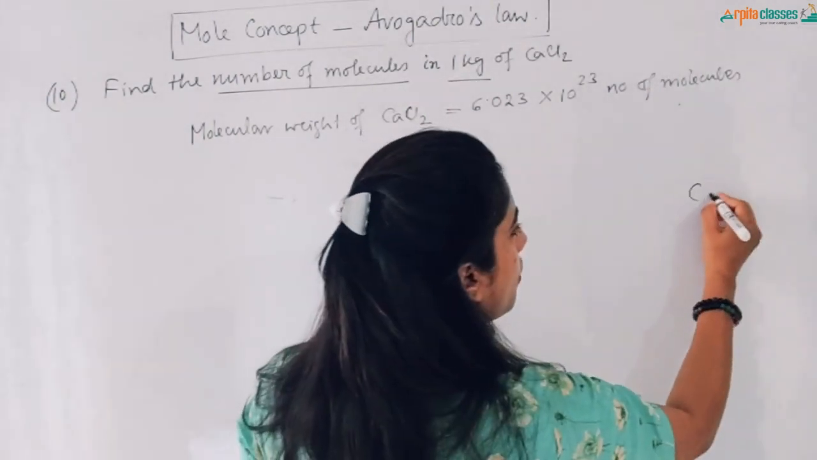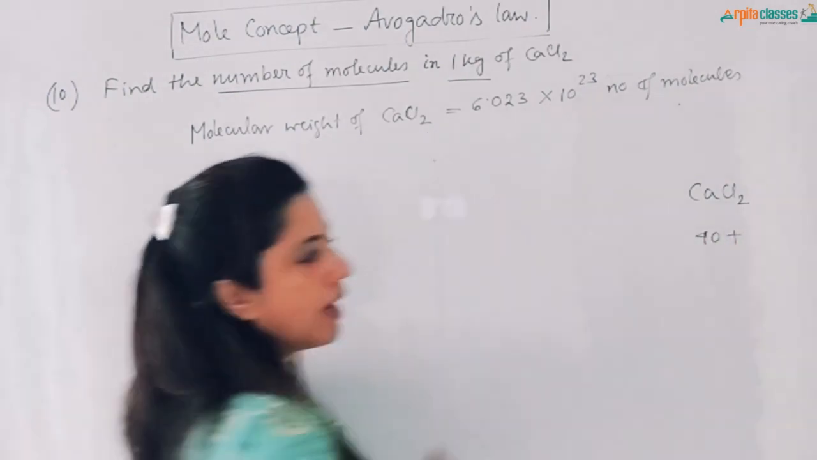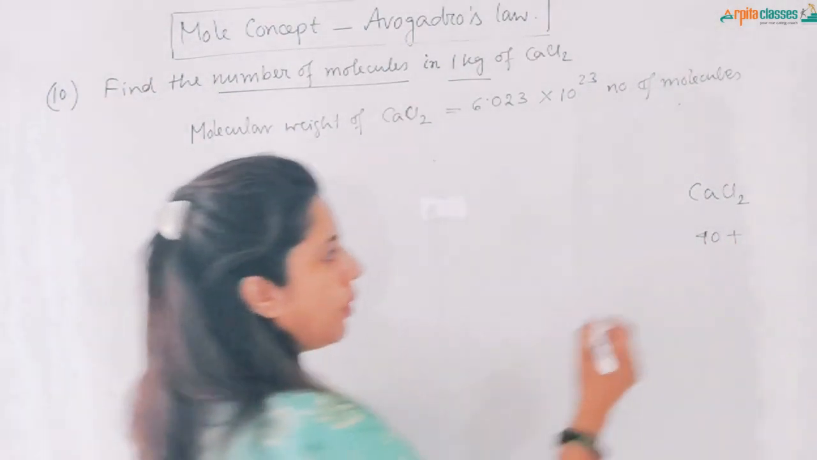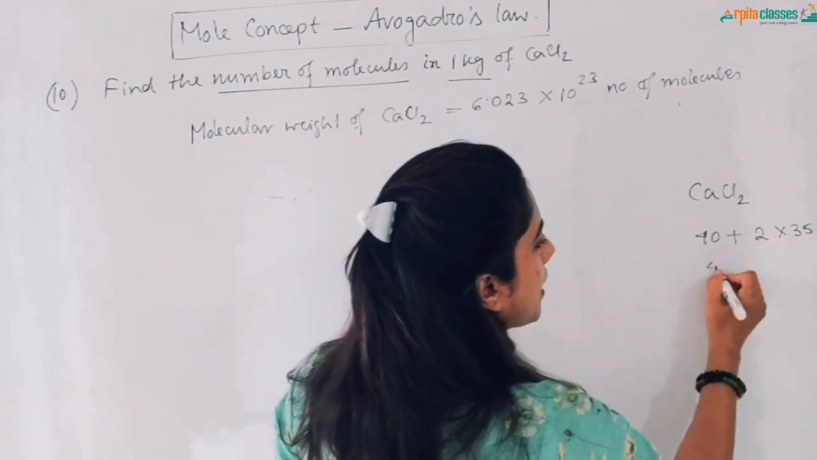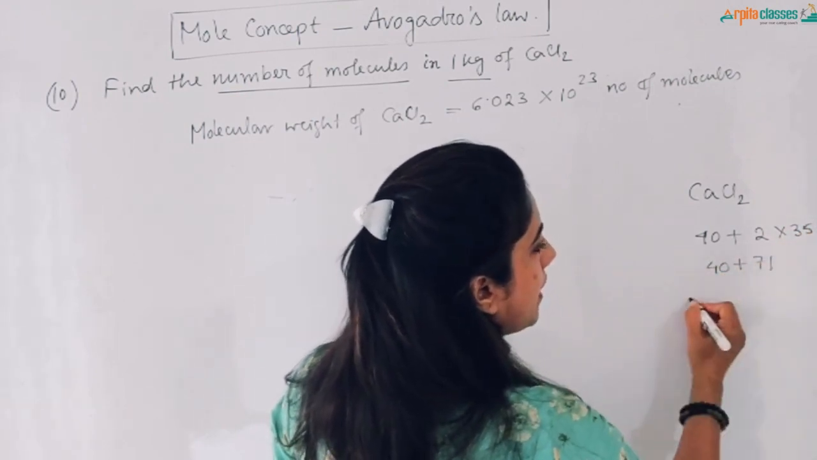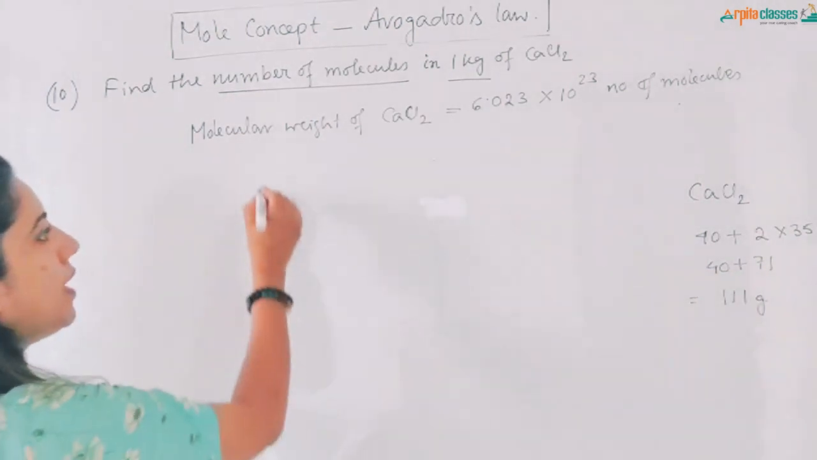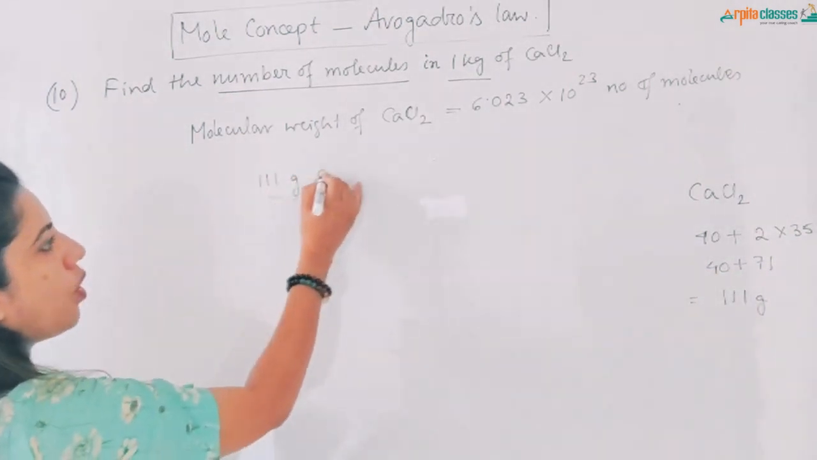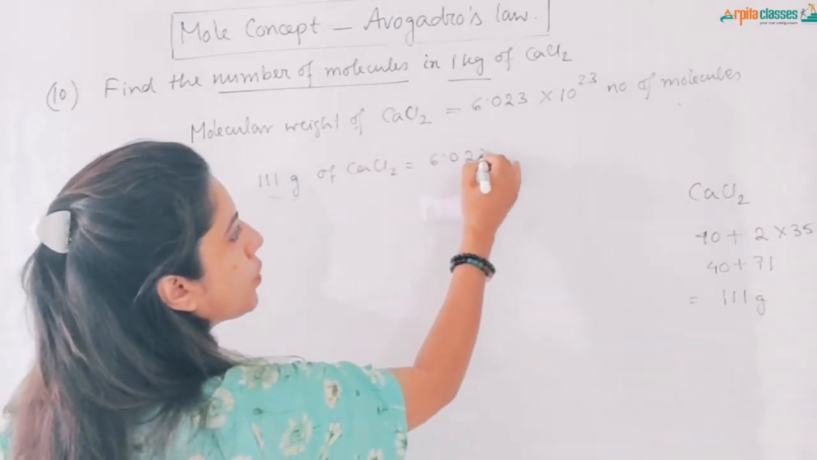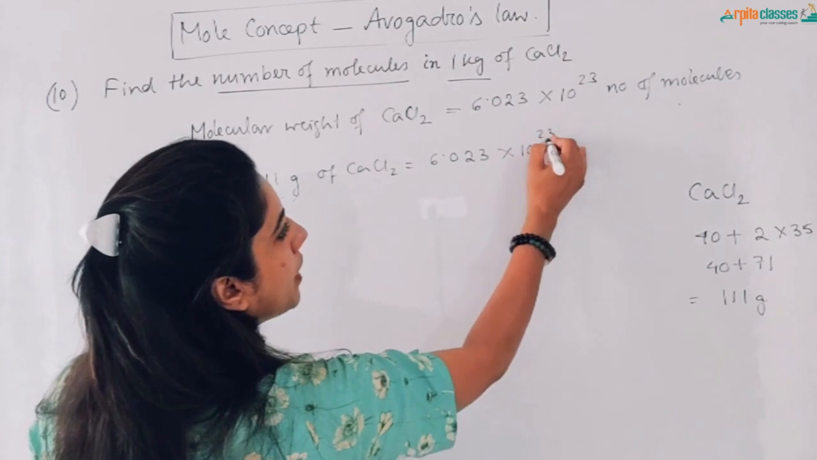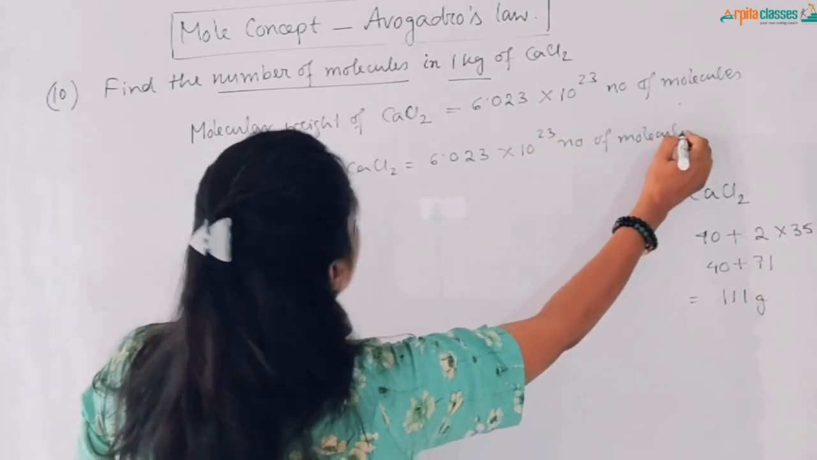So now let us find out what is the molecular weight of CaCl2. Ca is 40 and Cl, chlorine, is 35.5. There are 2 chlorines, so 2 into 35.5 is 71, and 40 plus 71 is 111 gram. So 111 gram of CaCl2 is equal to 6.023 into 10 raised to power 23 number of molecules. This we got, right?